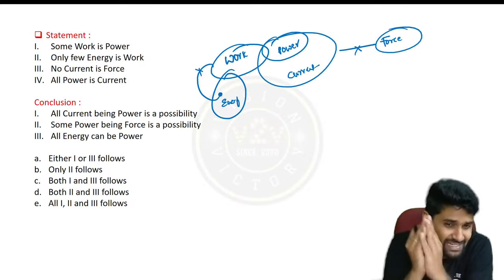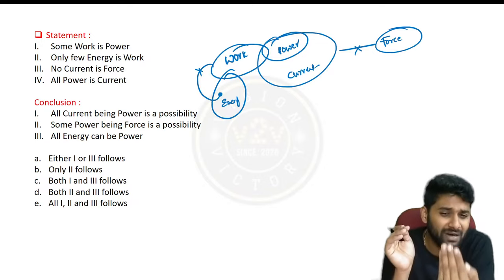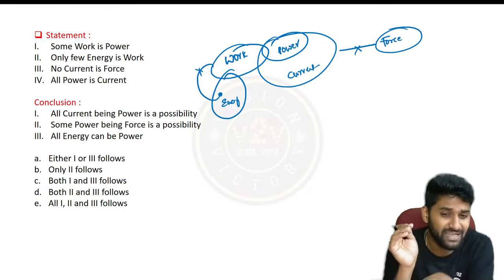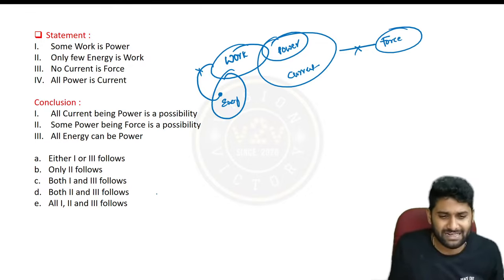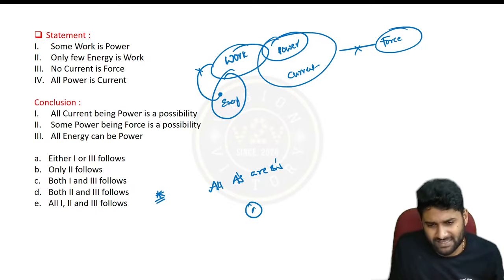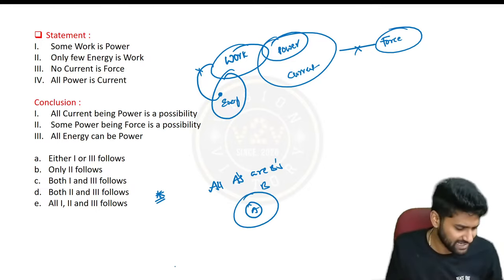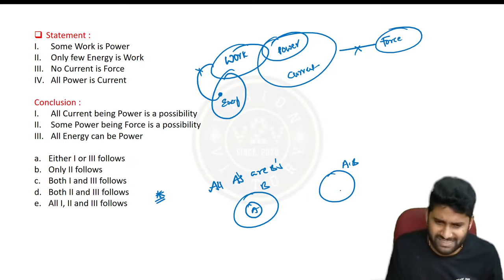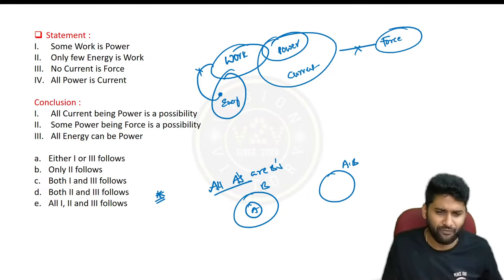Let me help you guys understand this information. All power is current is an exact statement. It never reflects that all current is a power. That's why it's possible. Let's understand this information. For example, if all A's are B's, this is the exact diagram as you know. But the same statement can be represented with A and B together in the same line. So this diagram also satisfies our condition. If all A's are B's, this is one diagram, and this is another diagram.